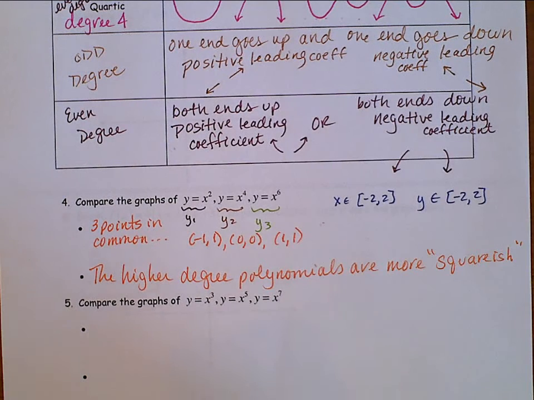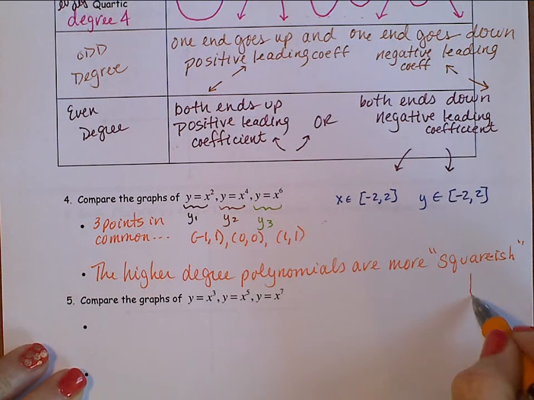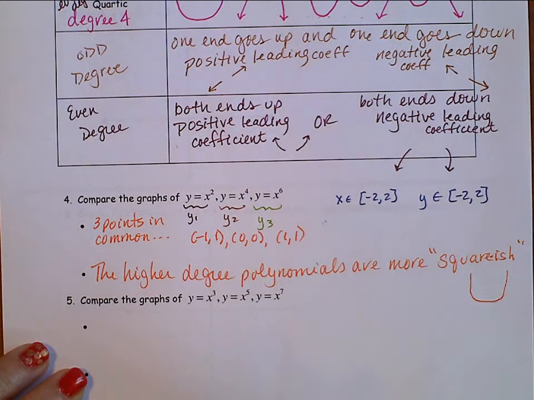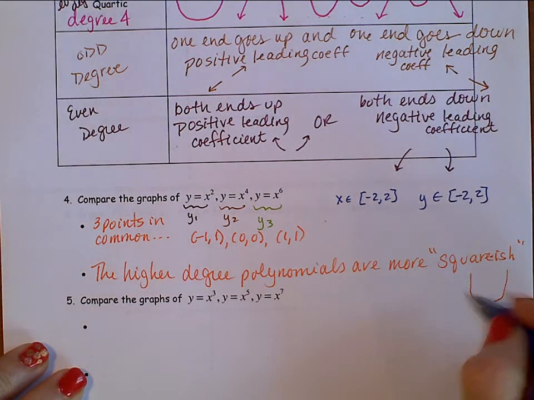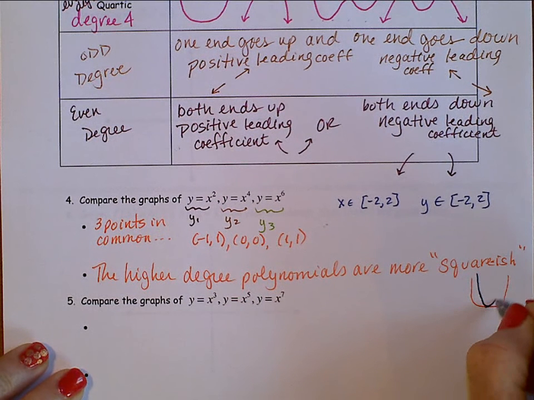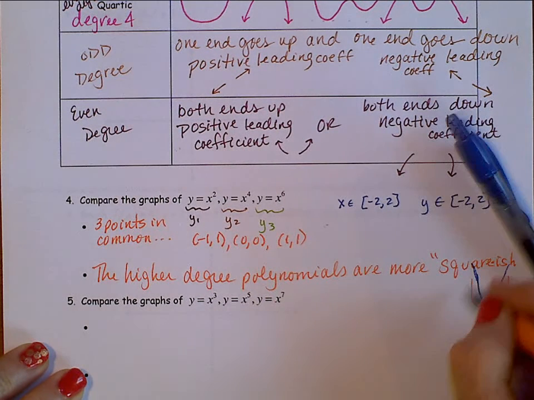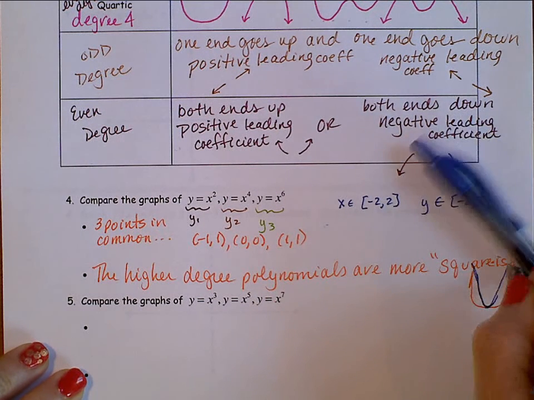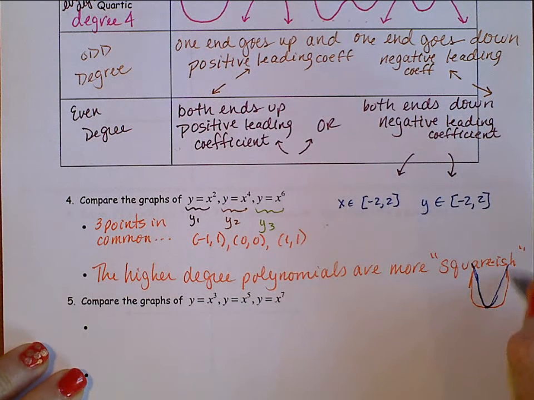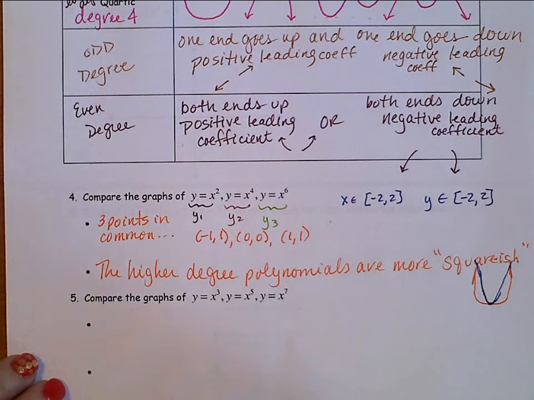More squarish, if that's a word. Much more squarish. So an x to the 6th is going to be more like that. And an x squared, very curvy. And those will intersect at that point: 1, 1, and 1, negative 1. Okay? All right, same idea now.